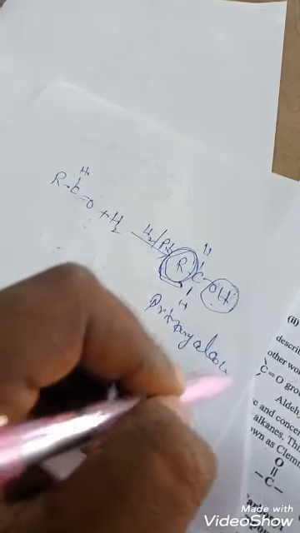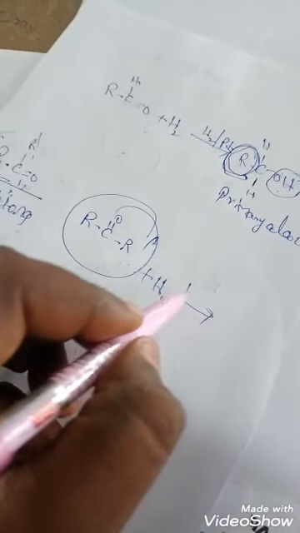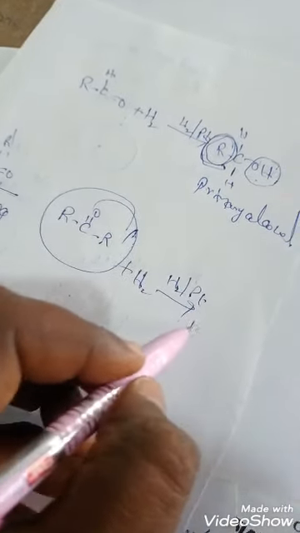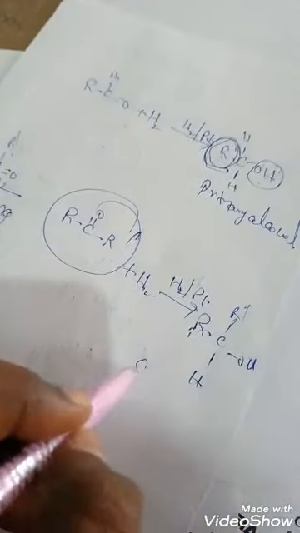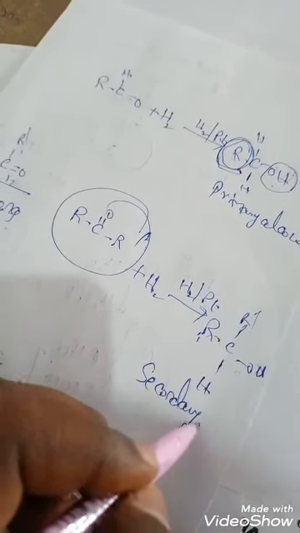This is a primary alcohol. Next one, RCOR' means ketones, because the ketone functional group is RCOR'. With H2 over platinum, what happens? RCHOHR'. Two alkyl groups are present, so this is a secondary alcohol. This is secondary alcohol, that is primary alcohol.